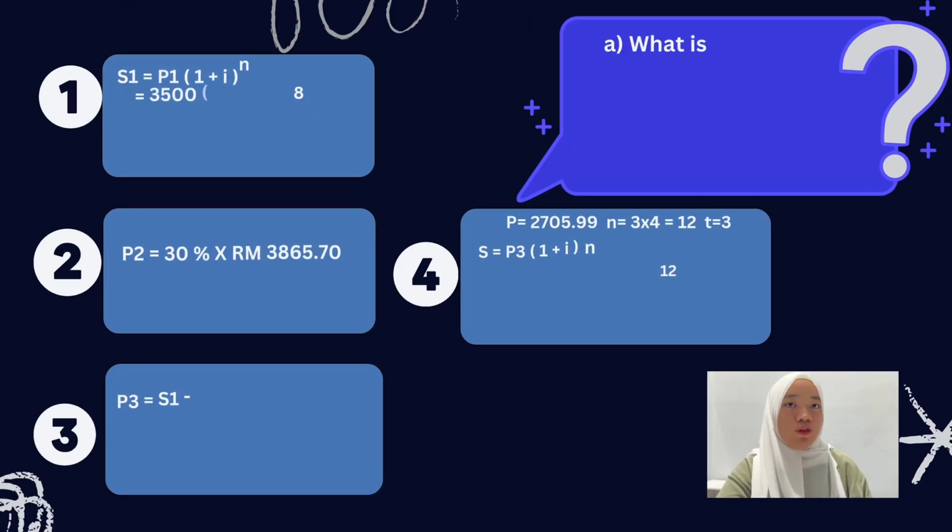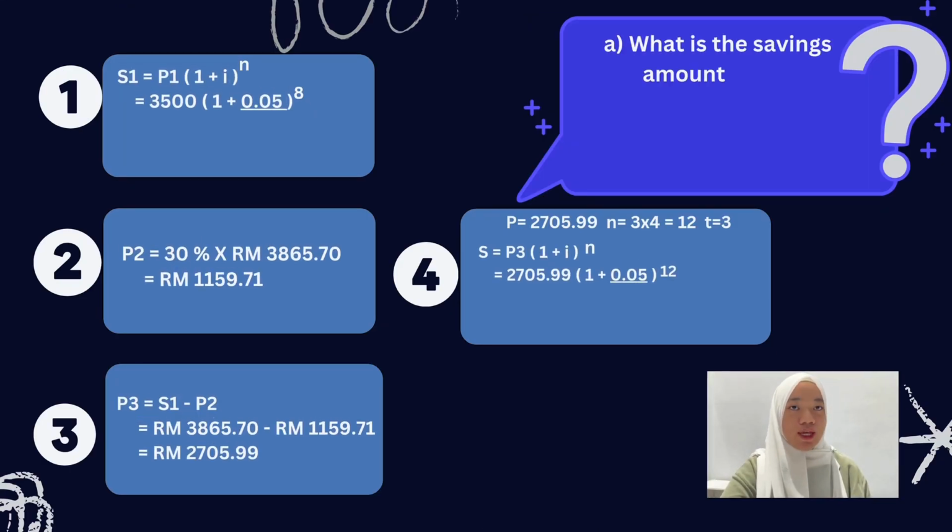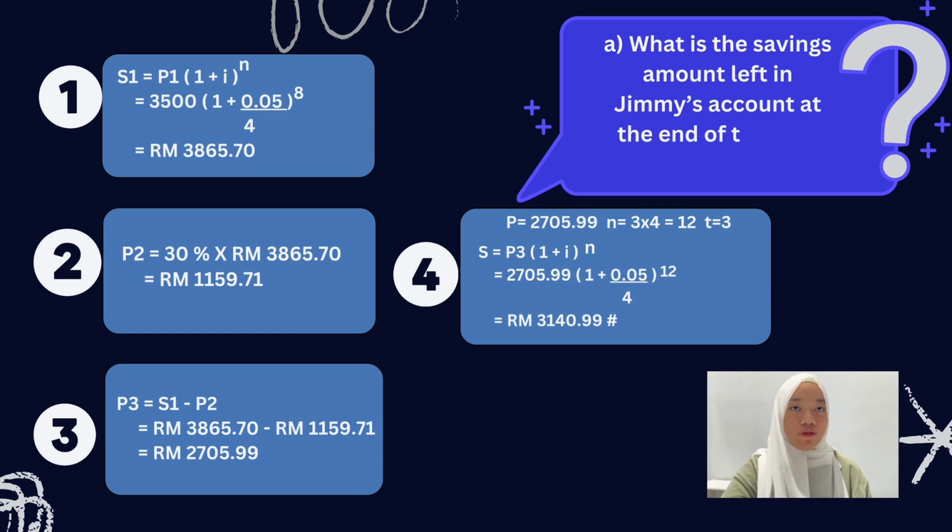Basically, in step 1, we want to find the amount of his saving in the first 2 years. By that, 3,500 in the bracket 1 plus 0.05 over 4 to the power of 8 will obtain 3,865 ringgit 70 cents. Step 2 is to find the amount that he will withdraw, which is 30% of 3,865 ringgit 70 cents, and we obtain 1,159 ringgit 71 cents. Step 3 is to find the amount remaining after withdrawal.